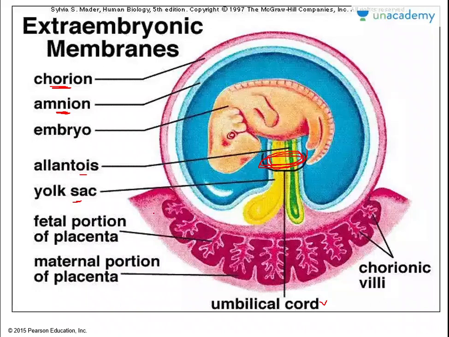So we have the deepest layer of the endometrium, the decidual basalis. This is it right here. This is the decidual basalis, the deepest layer. And notice how it makes contact with the chorionic villi, right? That extends out of the chorion. All right. So these two will form the placenta.